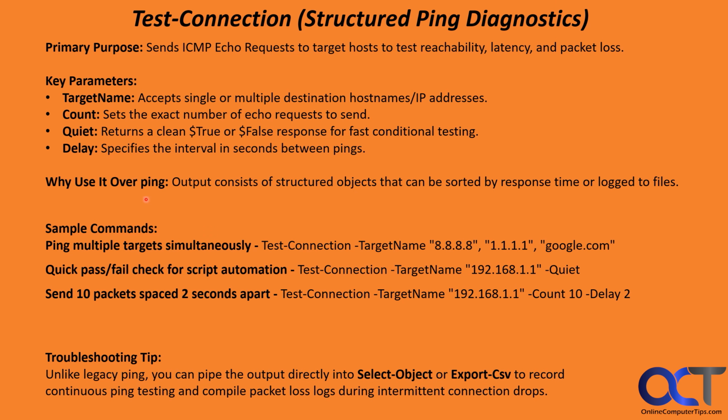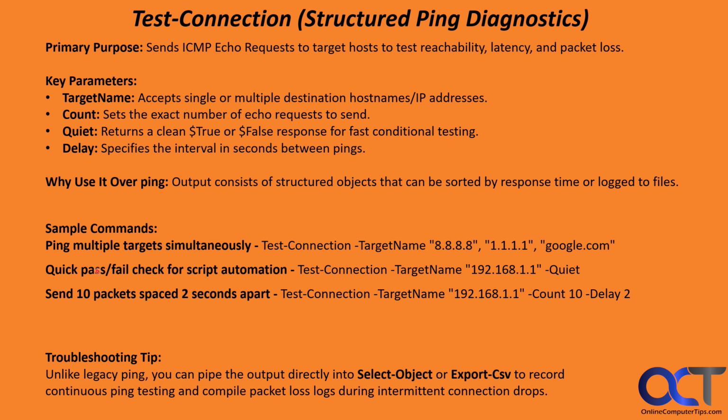All right, so why would you use this over ping? So the output consists of structured objects that could be sorted by response time or logged into files. All right, so here are some sample commands we could use. So if you want to ping multiple targets simultaneously, Test-Connection, the target name. So we're testing 2 external DNS servers with google.com.